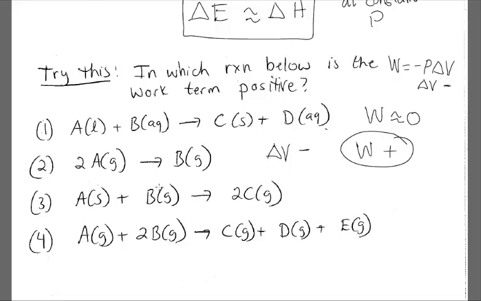Let's look at the others. Here we have a solid and a gas going to 2 moles of gas. So you have an increase in the moles of gas. Delta V will be positive, which means the work is negative. That's not what we want. And finally, you have 3 moles of gas in reactants, 1 plus 2, making 3 moles of gas in the products. So delta V is essentially 0, and work is essentially 0.